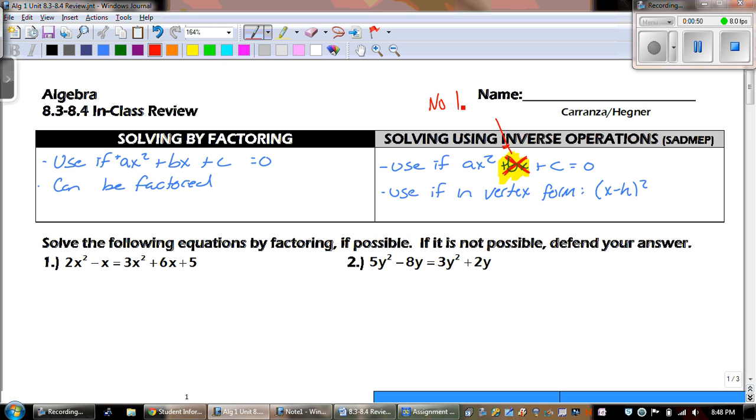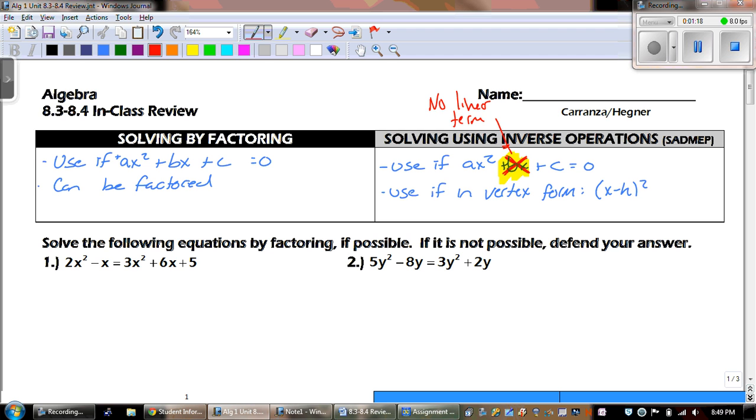We have no linear term. That's very important. You can't do it if there's a linear term, okay? Or the other time that we can use it is if it's in vertex form, okay? Now, if any of those two things just sounded like complete Chinese, I'm sorry, but you need to go back and watch the 8.3 notes or the 8.4 notes. Either one of those will help you out, okay?